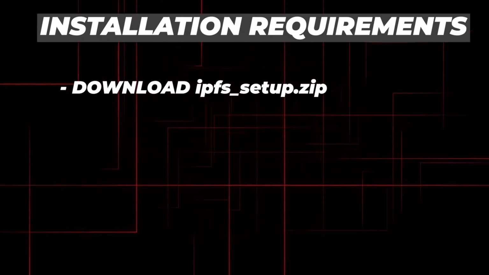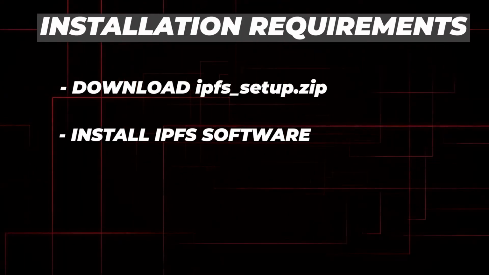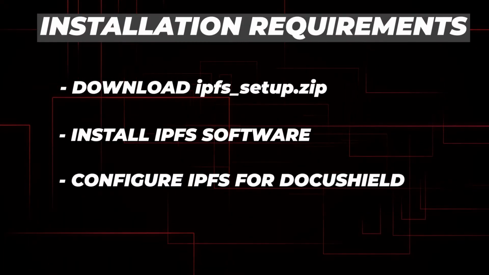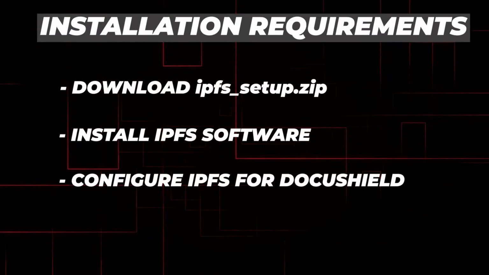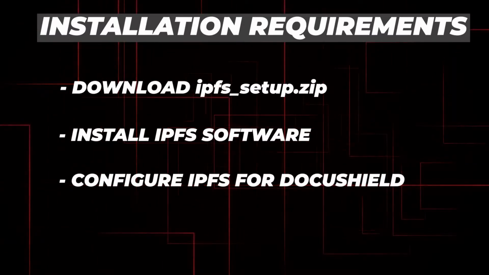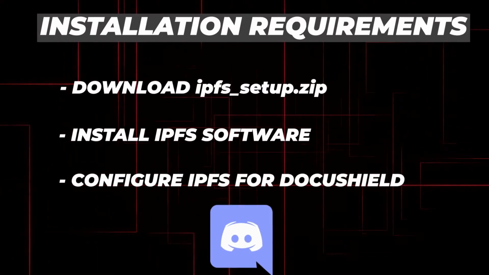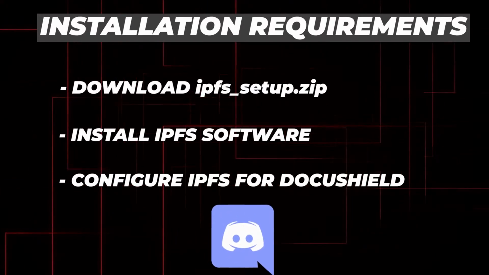Next, what we're going to do is install the IPFS software, which we'll do in just a moment. And then once it's installed, we're going to be configuring the IPFS software to connect to the Docushield testnet. Once you have this up and running, you can jump on Discord and message the team, letting them know your peer ID so they can validate your installation.